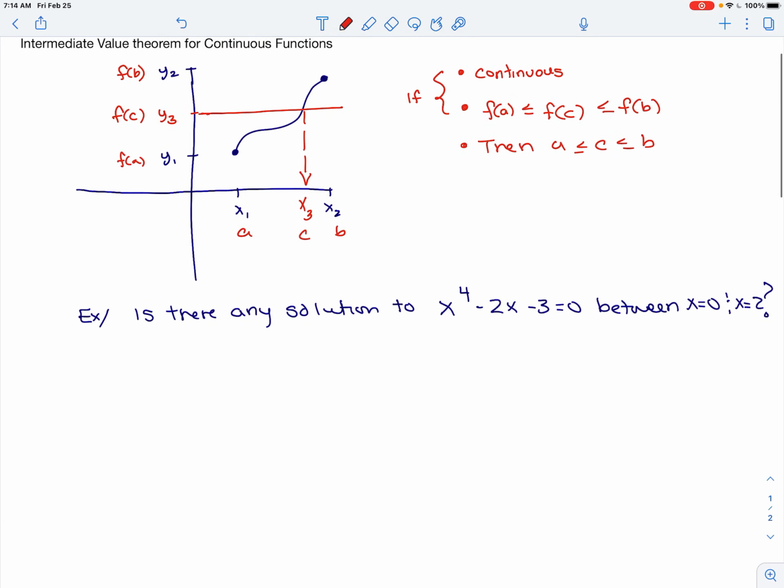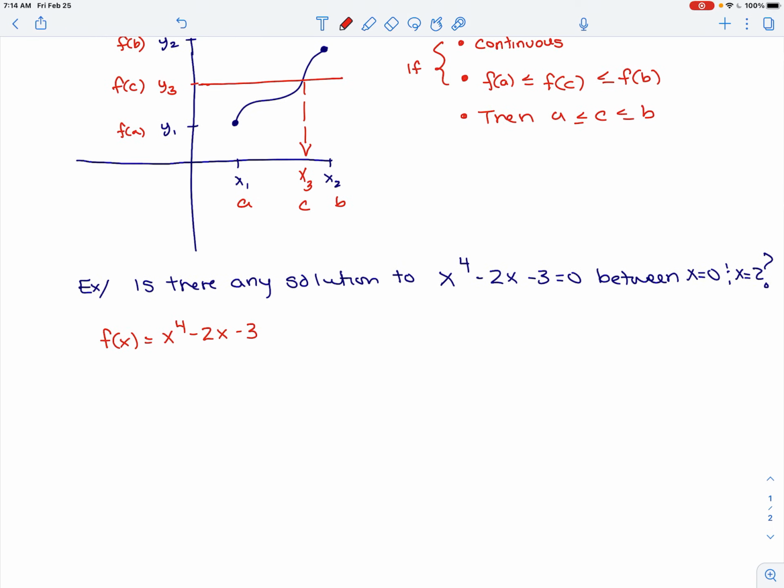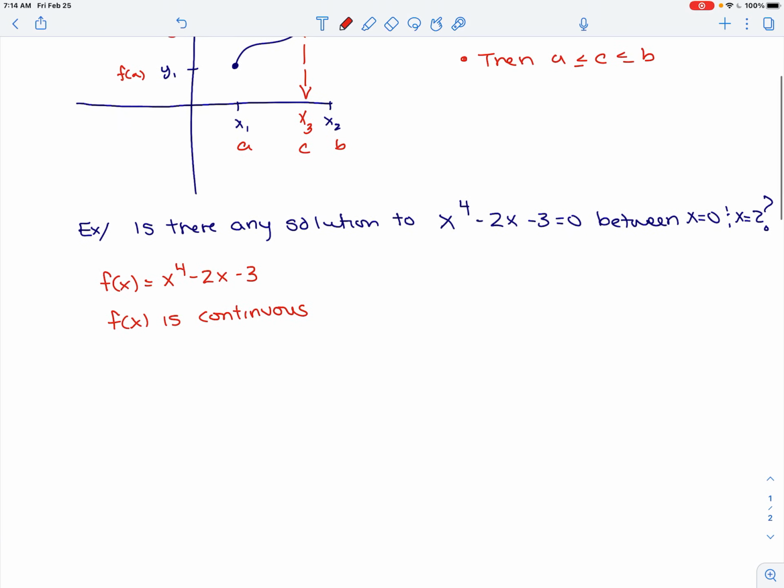Okay, so the first thing I want to do is state that f of x, I'm going to let my f of x be this, and then I want to state that f of x is continuous. It's a polynomial, so it's well behaved. And then my f of c value is equal to 0. So I'm looking for, is there a c such that, so is there an x value such that my y value is equal to 0?